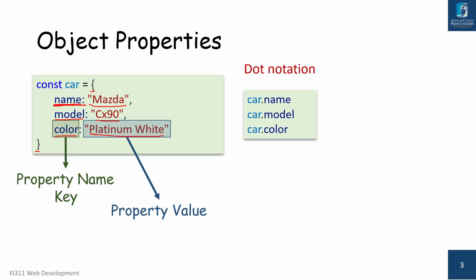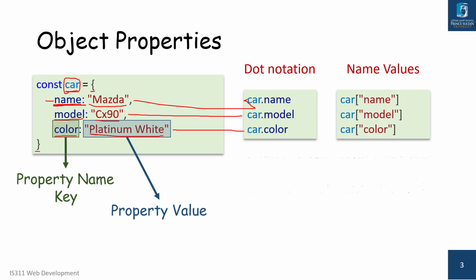We can also access that information because we have defined the car object as a variable inside our code. If I want to access the name, I can use dot notation: car.name. If I want to access the model, I say car.model. If I want to access the color, I say car.color. So I can access the individual values of the properties which exist inside the car.